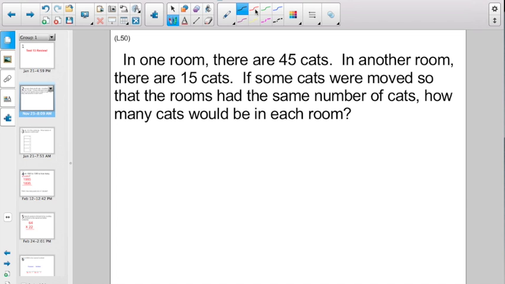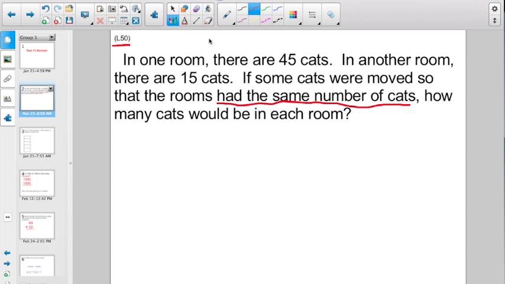One coming at us from lesson 50, if you remember what that means. In one room, there's 45 cats. In another room, there's 15 cats. If some cats were moved so that the rooms had the same number of cats, there is your clue phrase, how many cats would be in each room? So we've got to get them to the same number. You could go ahead and try to draw a box with 45 and 15, but the easiest way, it will tell you on lesson 50, is just go ahead and find the average.